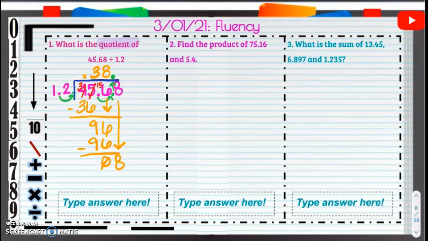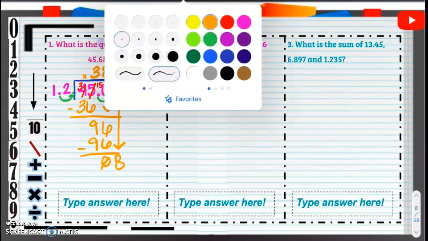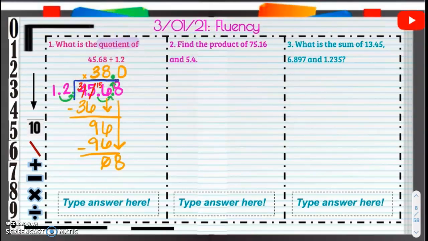Can 12 go into 8? No, so we have to put a placeholder 0 here. We are also going to need to extend our division line, and we are going to also need to add a placeholder 0. Now we need to bring down that 0. Can 12 go into 80? Yeah, how many times? I don't know, let's try.